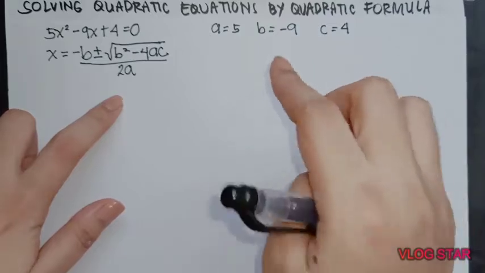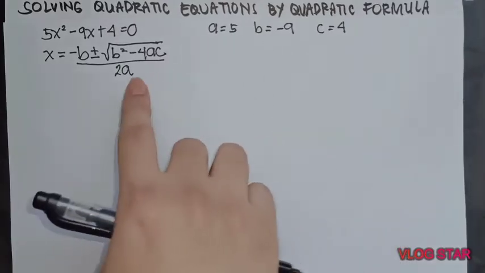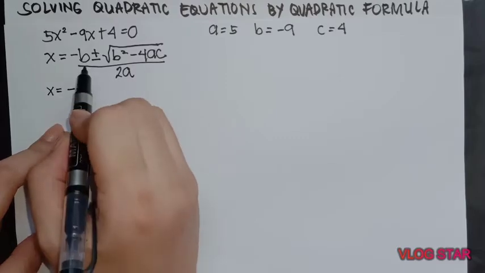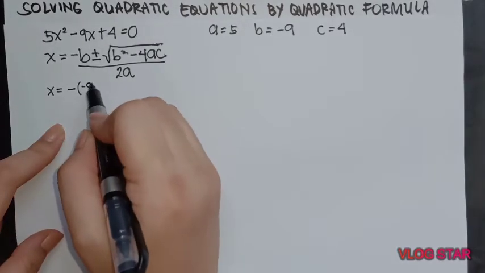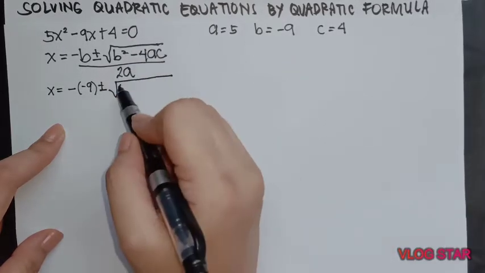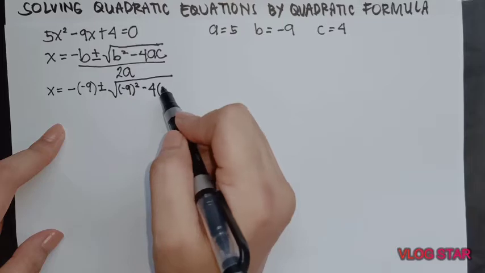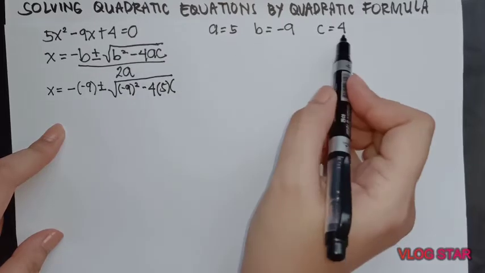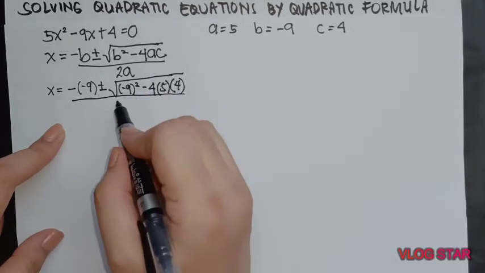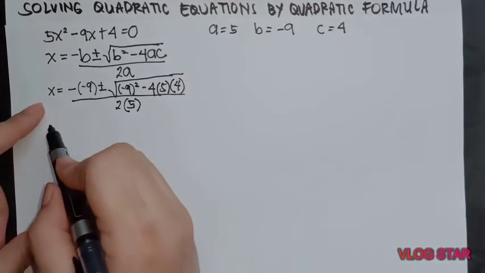Now, let us substitute these values into the quadratic formula for us to solve. So, we're going to have now x equals negative times b, which is negative 9, plus minus the square root of b again, which is negative 9 squared, minus 4a, which is 5. So 4 times 5 times c, which is 4, all over 2a, which is 5. So let us evaluate.